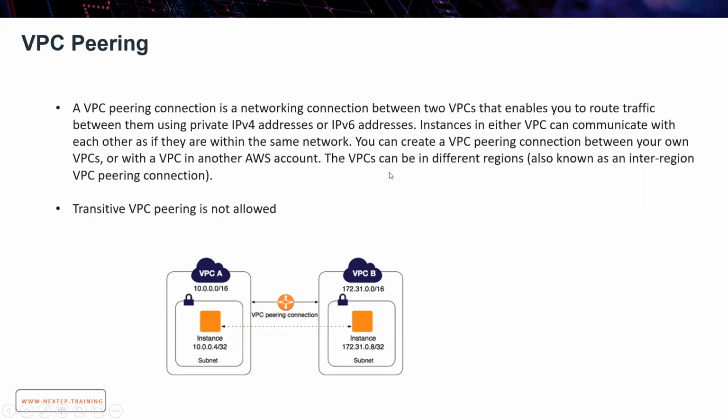So the VPCs can be in different regions, also known as inter-region VPC peering connection. So that's the beauty here. The only consideration here is that there should not be any IP collision between these two. If this VPC B also has 10.0.1.0/24, let's say, then the peering will fail. Peering will fail because there is a collision in IP.